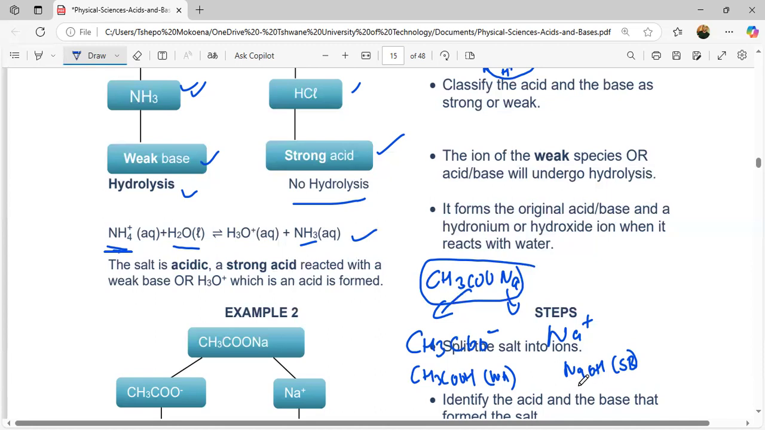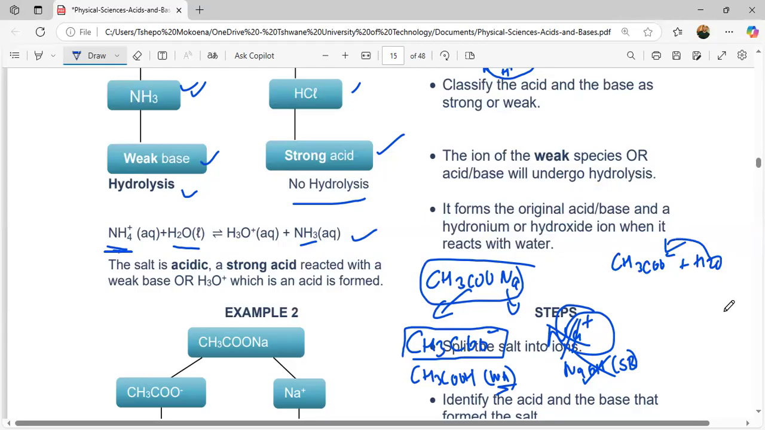So we have established that NaOH is a strong base, so it won't undergo hydrolysis. That means the Na plus ion won't undergo hydrolysis. The one that is going to undergo hydrolysis is this one over here. Why do we say these ions will be undergoing hydrolysis? Because they're from a weak acid. So the CH3COO minus ion is the one that's going to react with water. Water will donate a proton, and then it will take us back to the weak acid that we started with.